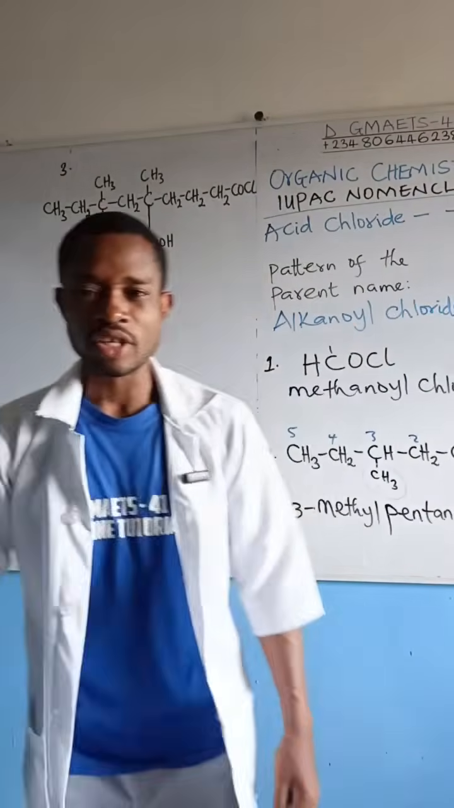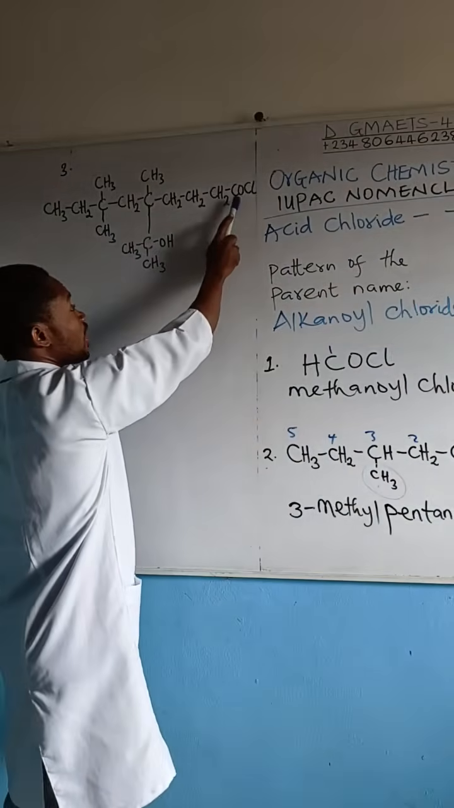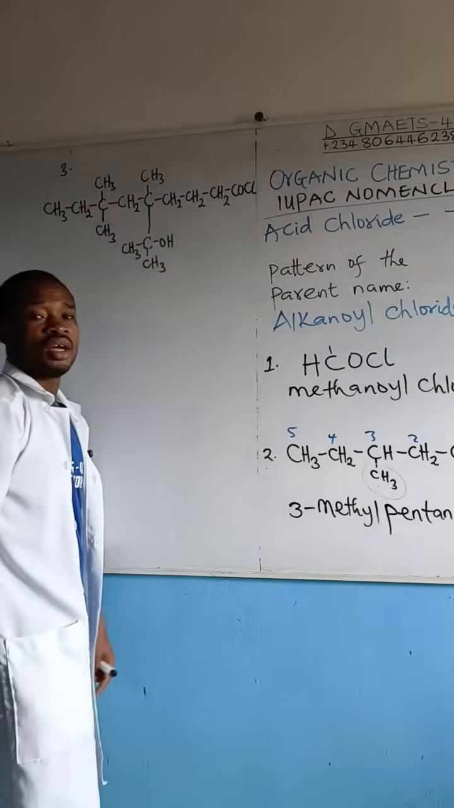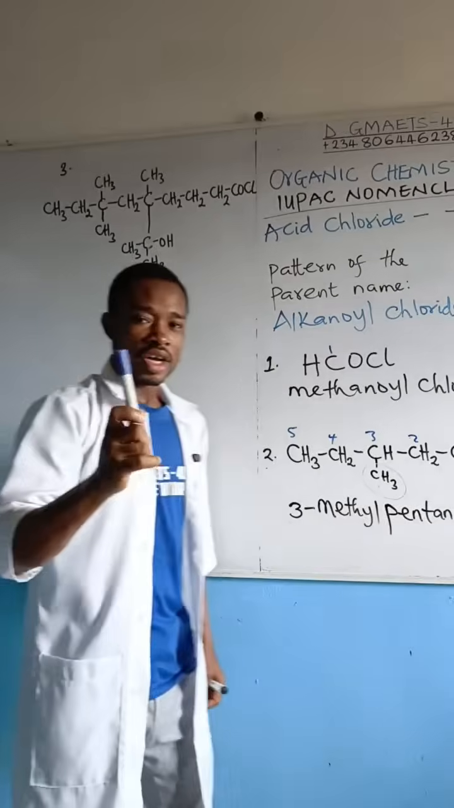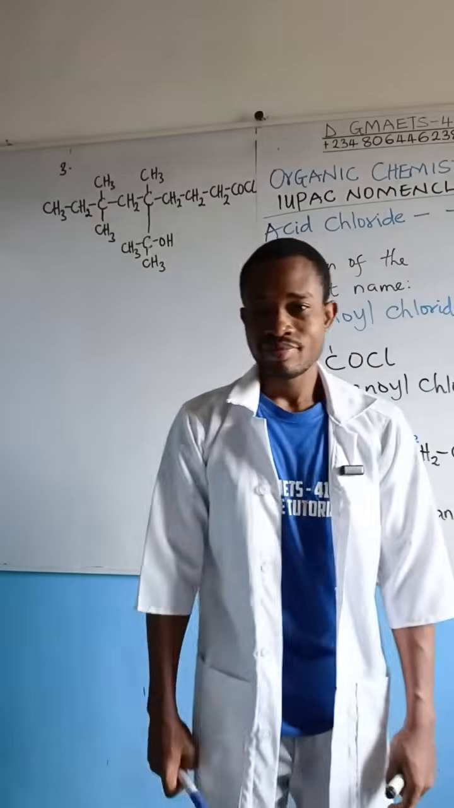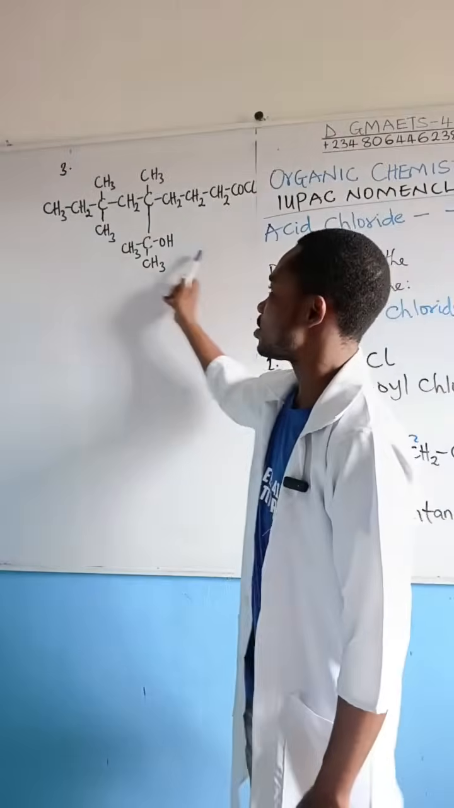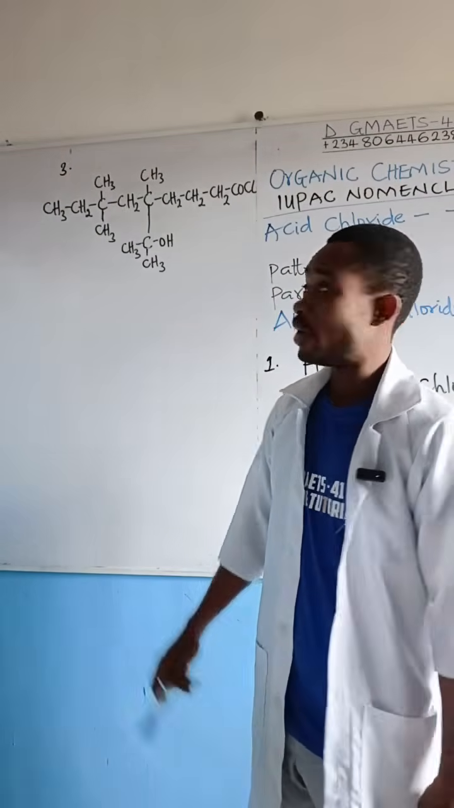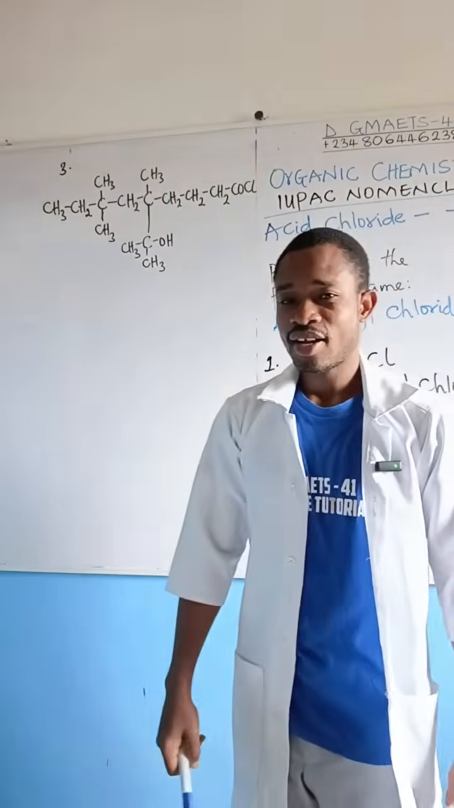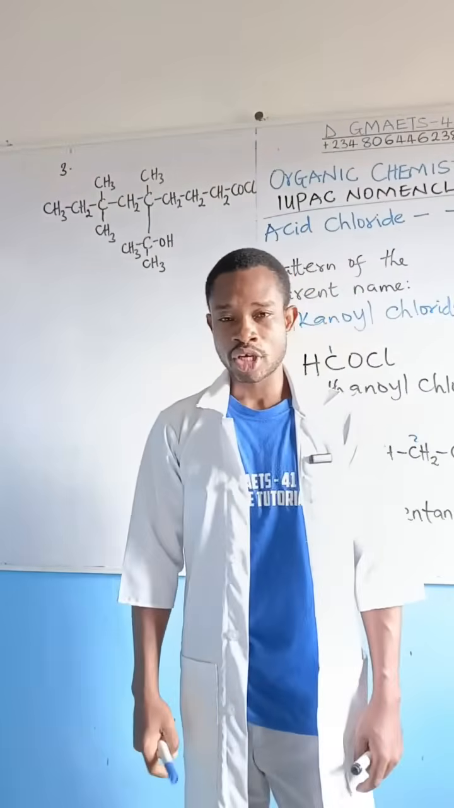Remember the rule: first of all, determine the operating functional group there. If you look at this, we have this COCl. That's the functional group. See, we have OH here. OH is the functional group of alkanol. But would you not be naming this as an alkanol? You can't do that. The reason is simply that COCl as a functional group supersedes OH as a functional group.